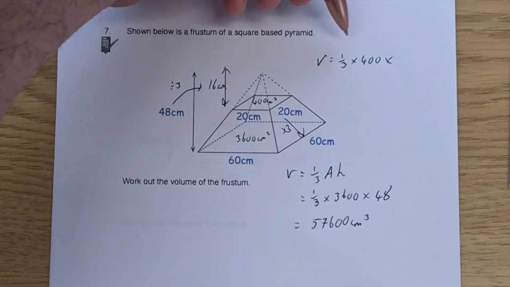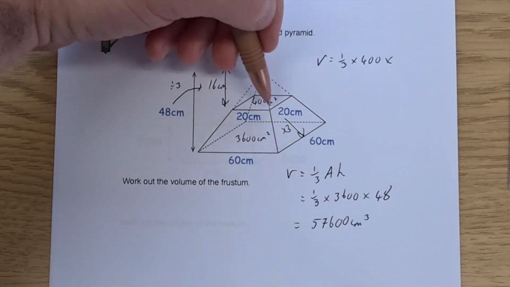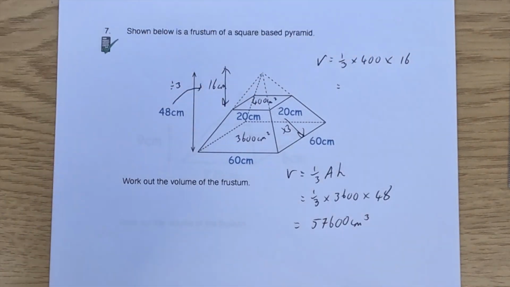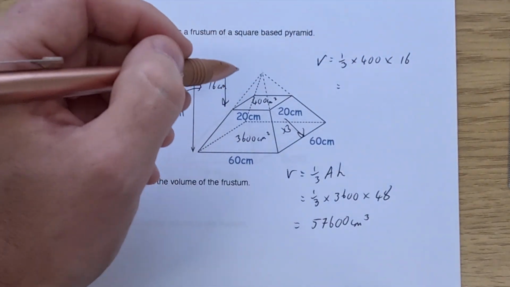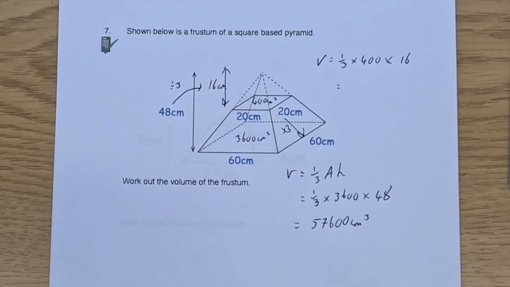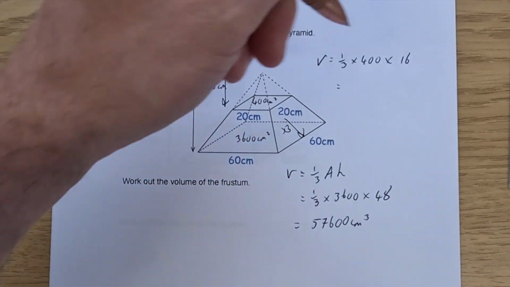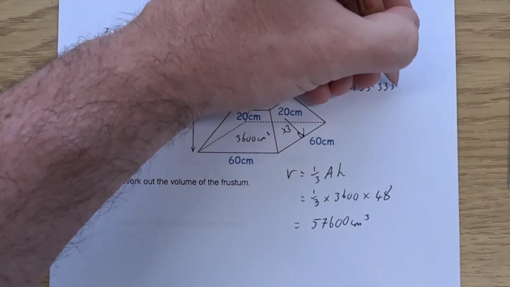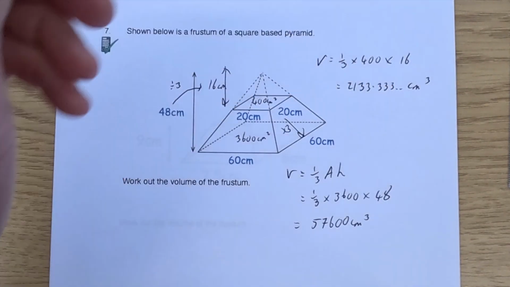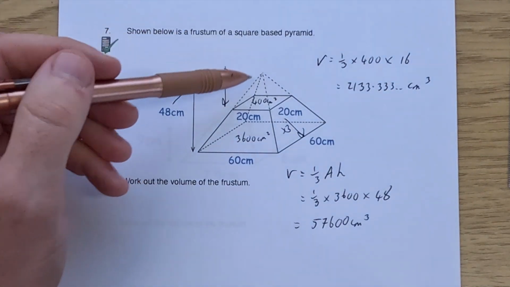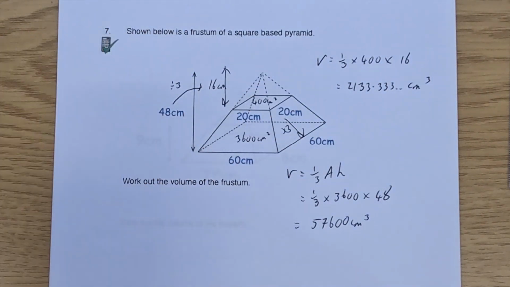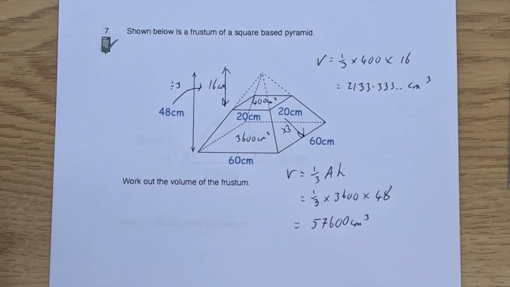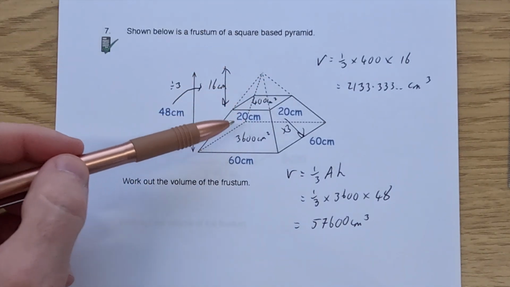So that means we're going to do 1/3 times the area of the base, which is 400, times the perpendicular height, which is 16. And when we do that, we'll get the volume of that smaller square-based pyramid that was removed. So let's do that. And that's equal to 2,133.333 and so on centimeters cubed. So that's fantastic. We now know the volume of the larger square-based pyramid, what we started with. We know the volume of the smaller one that was removed. So if we take them away, we'll find the volume of the frustum.